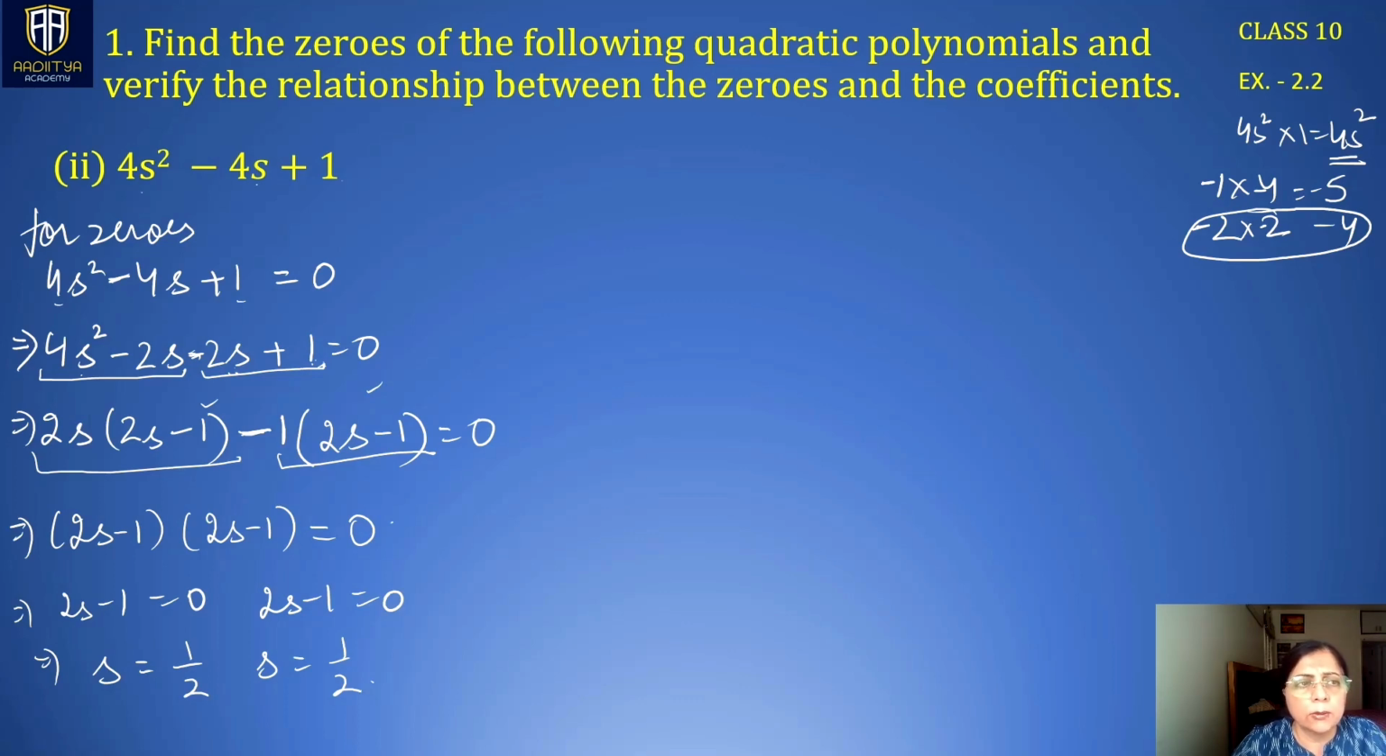This is a quadratic polynomial. It will always have two zeros. They may be distinct or they may be alike. In this case, they are alike. So now we come to the verification part.